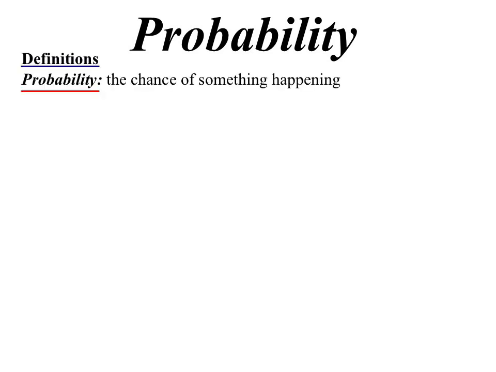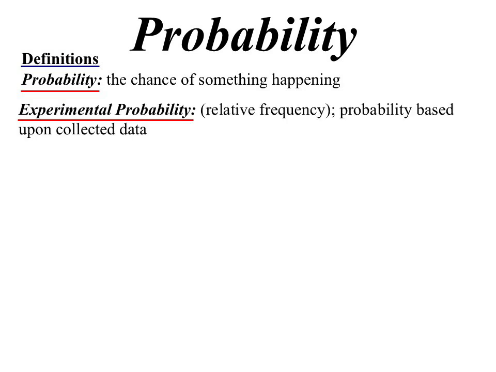Starting with some definitions of probability. Probability seems like a good one to start with. The chance of something happening. Now, there are different types of probability. Experimental probability, also sometimes called relative frequency, is the probability which you get based upon data that's being collected.